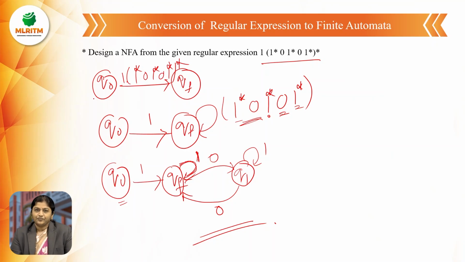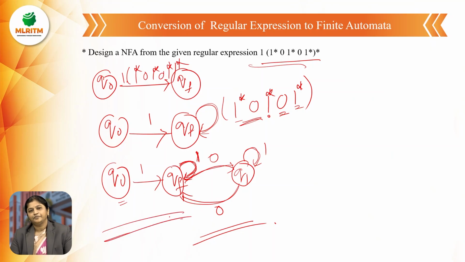First, we represented it with only two states. Then next we split the expression. If we require more states, we should use them, or else no need. As star indicates a loop, we can take a loop here. And 0 1 star 0 1 star. So the whole complete expression is represented now. This is how we need to convert a regular expression into a finite automata.